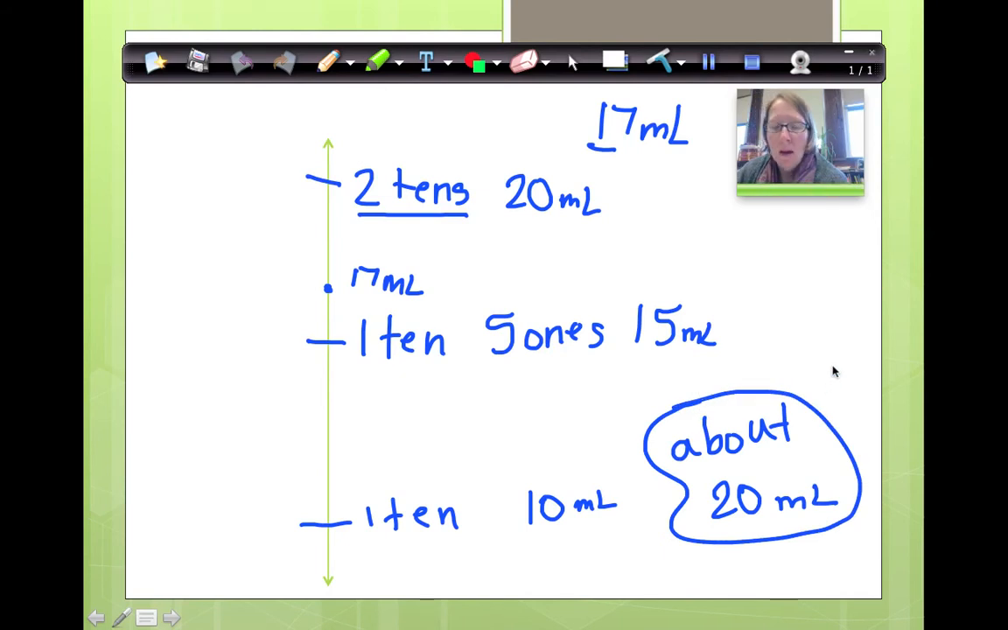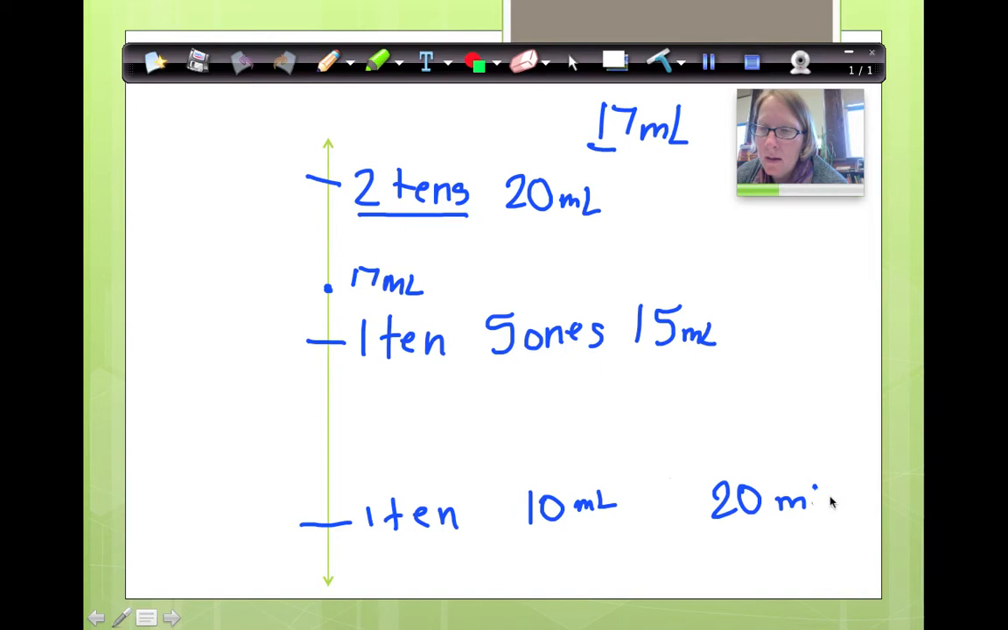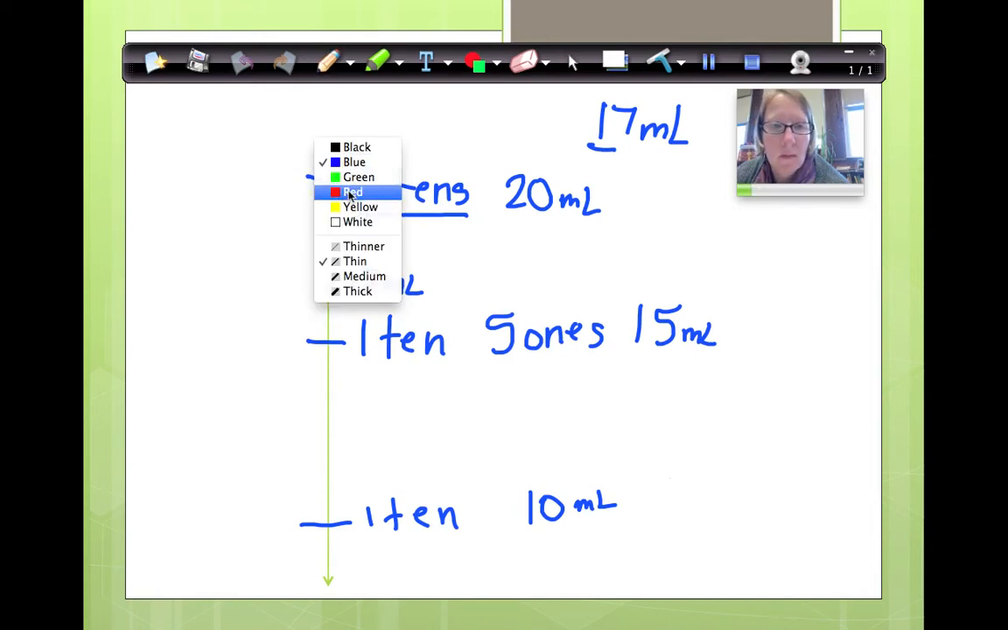Okay, but what if I did something? I want a large one. Let's get a big eraser. There we go. I want to erase my answer. We said that 17 milliliters is about 20 milliliters, which is true. But now I'm going to mess it up a little bit. Let's change up the situation. Back to my pen. This time I want a different color, so I'm going to do red.